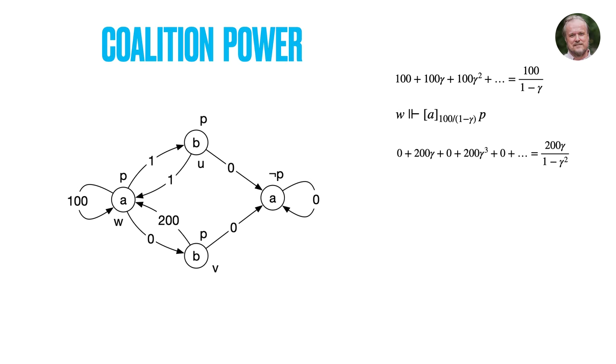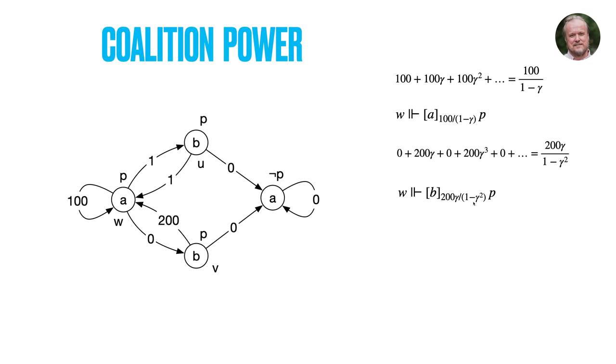In any case, the most expensive situation for B is when A constantly sends the game down into V. In this case, the cost to B to maintain condition P, looping between states W and V, would be 0 plus 200 gamma plus 0 plus 200 gamma cubed and so on. This is because B pays 200, but doesn't pay anything when A sends the game back to state V. So the cost to B to maintain condition P is this, and we can write this as: in state W, B has a strategy to maintain condition P at this cost.